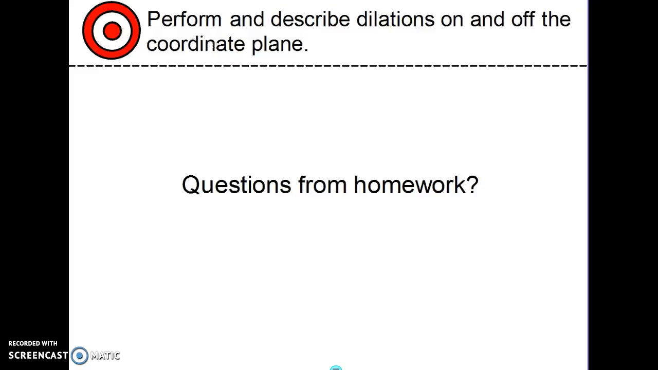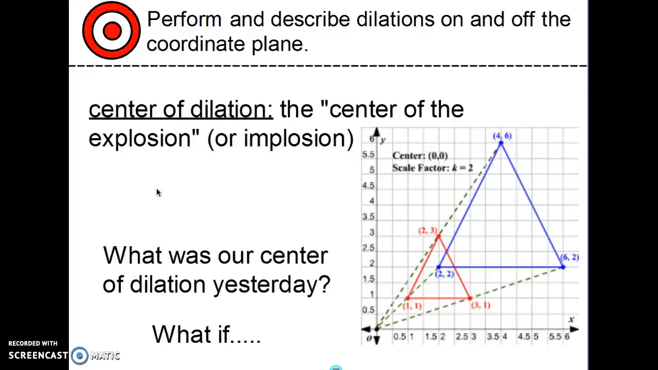Performing and describing dilations on and off the coordinate plane. What we're talking about today is the center of dilation. You can kind of think of it as, if a dilation is something that changes the size of a figure, the center of the dilation is the center of that explosion outwards. If you take a look at my picture here, you see this little red triangle and it's become this bigger triangle here. Well, if you trace back along each of the vertices, you see that they all meet at the same point, which is this point right here. So we would consider that the center of the dilation, that's the point from which those triangles expanded out.